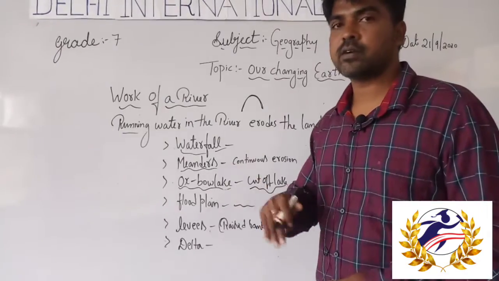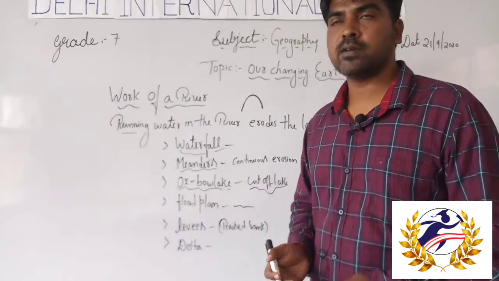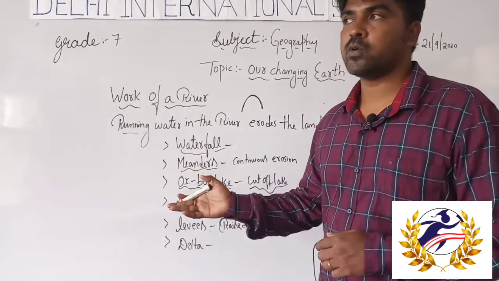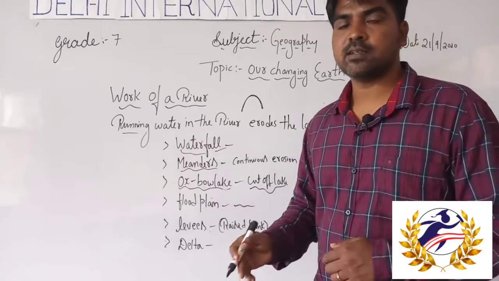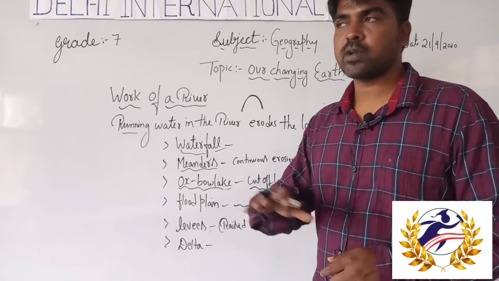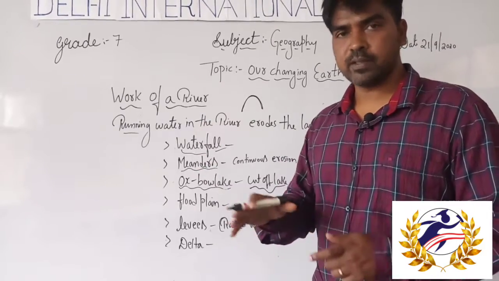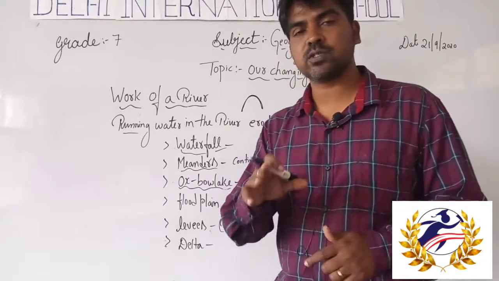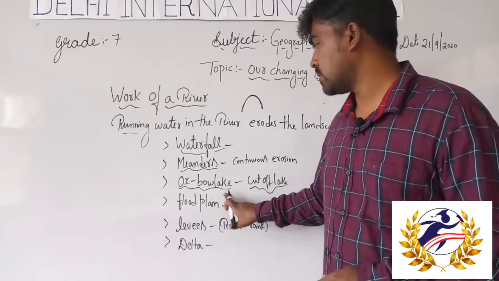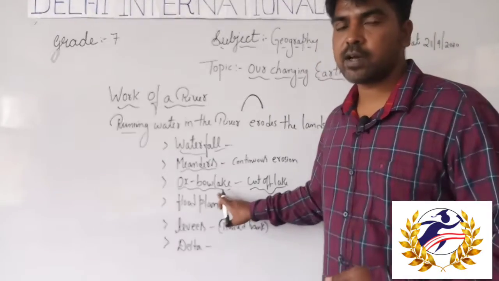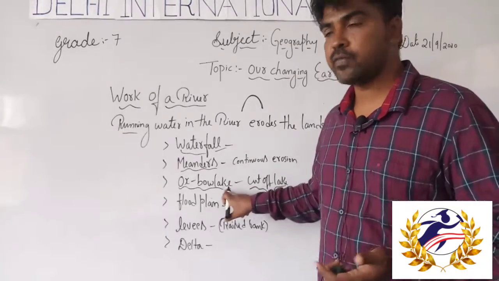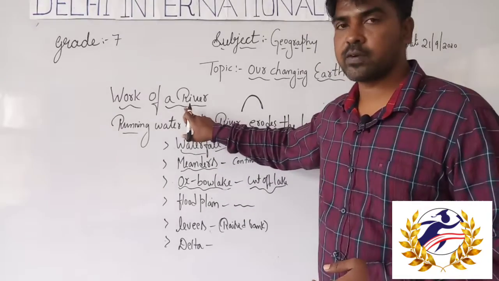Due to the continuous flow, the water is going to flow for a certain distance. After that, the water level is going to come down. There will be no place for the water to move, so the water is going to be stored. In such cases, we can see an oxbow lake. It is also an example of different landforms due to the work of the river.